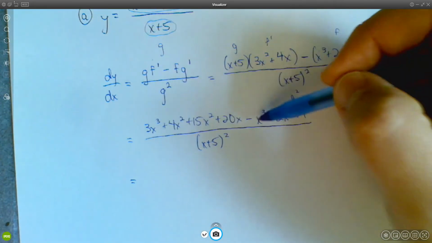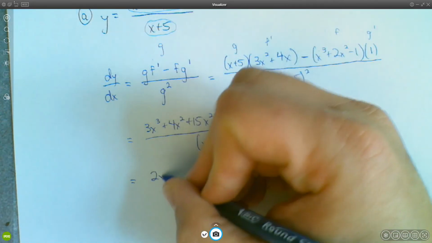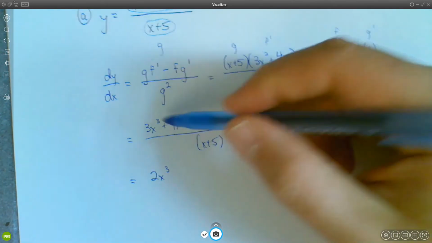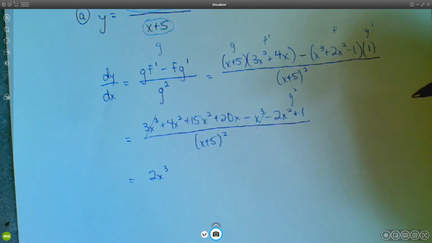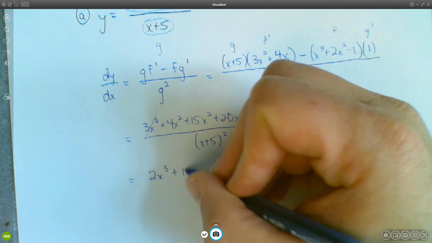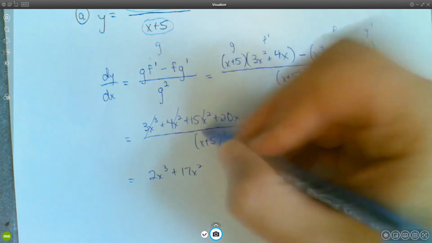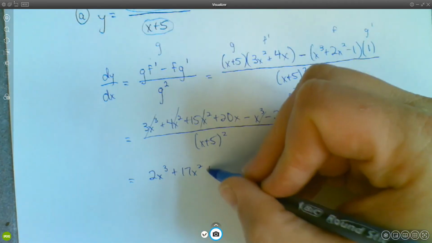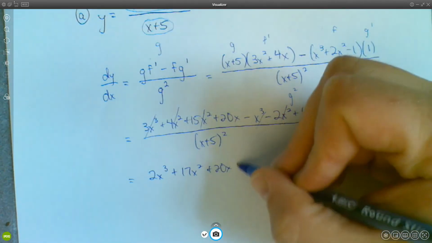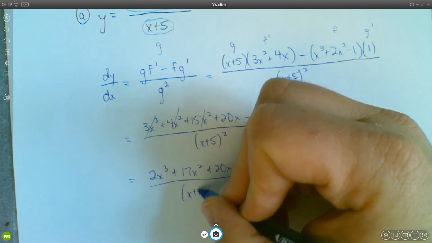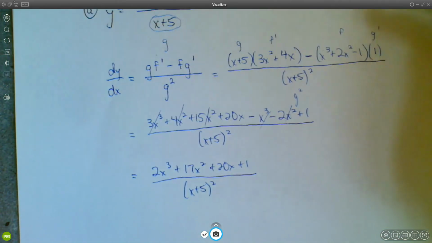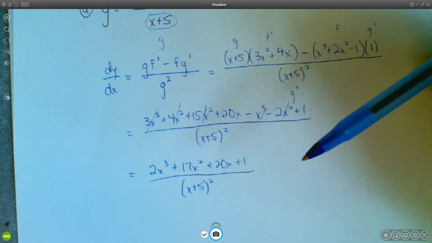So 3x cubed minus x cubed is 2x cubed. And then we've got 4x squared, 15x squared, and a negative 2x squared, so I think that's going to bring us to 17x squared. Then we have the 20x, the 1, and can we factor this thing?